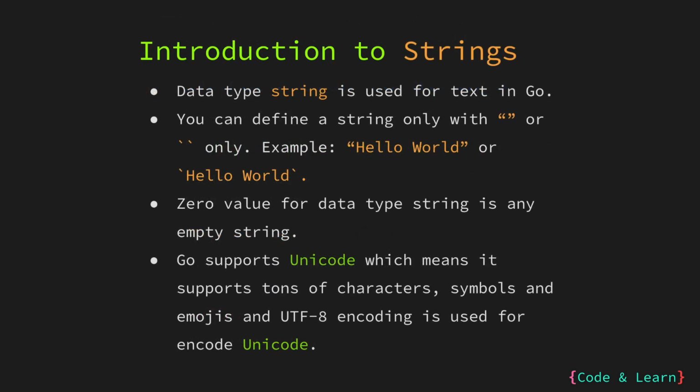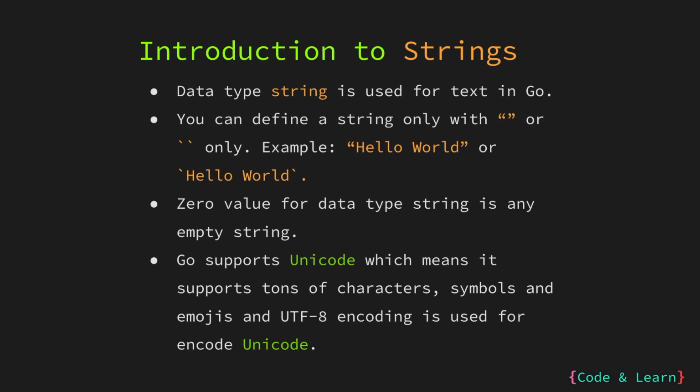The data type string is used for text. When I say text, it covers a lot of things, from messages shown to users to error messages, HTTP responses, etc. As we move along the lessons, we will cover all of this. In Go, you can only define a string with double quotes or backticks. We will understand the difference between the two in the next few slides. The zero value for the string data type is an empty string.